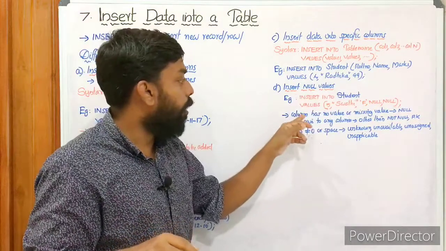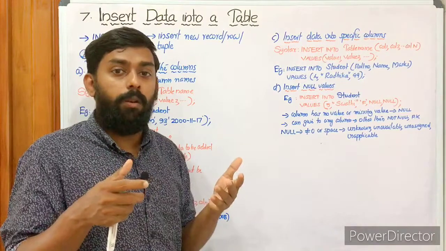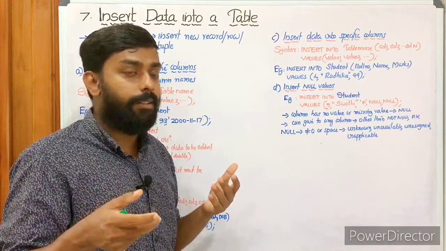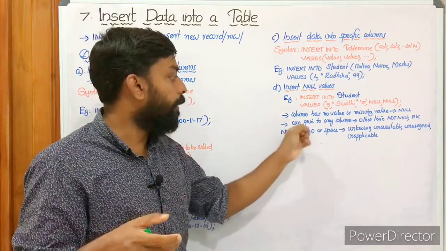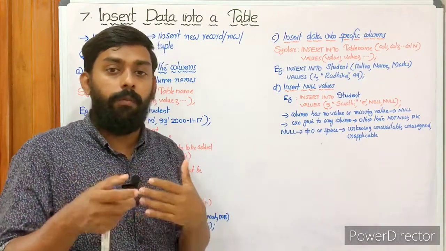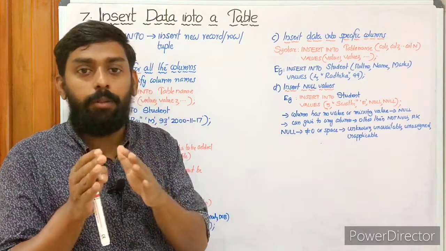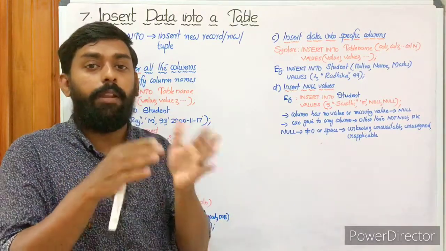Then, if a column has no value or a missing value, we set it as null. We can give null to any column other than those with not null or primary key constraints. We can set null value to any column if it is not assigned a constraint like primary key or not null.